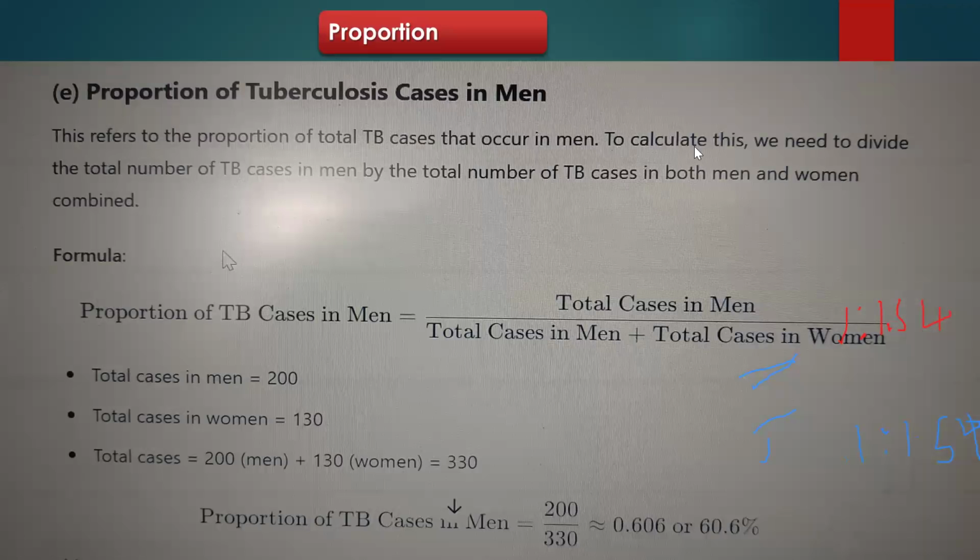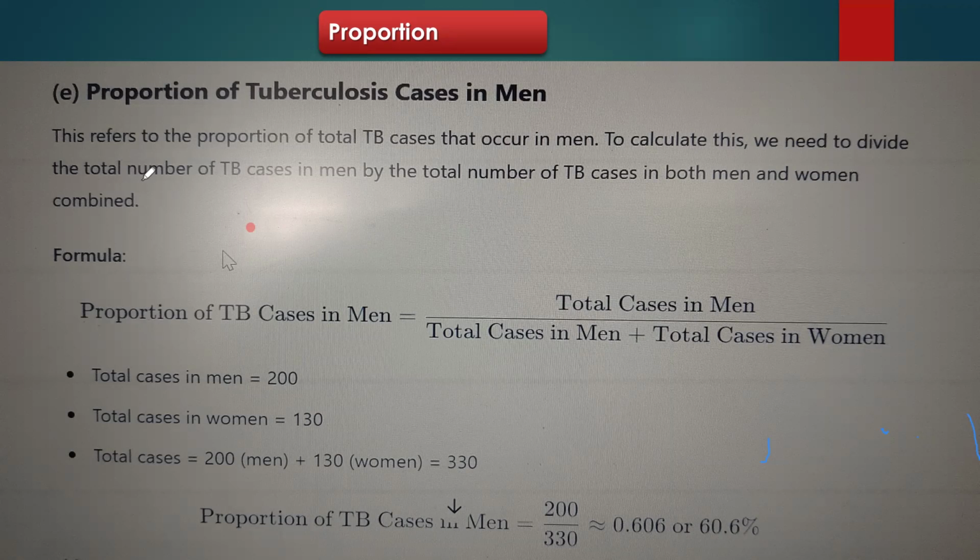Now let's look at the last question. Now, it says, we want to calculate the proportion of tuberculosis cases in men. This refers to the proportion of total tuberculosis cases that occur in men.